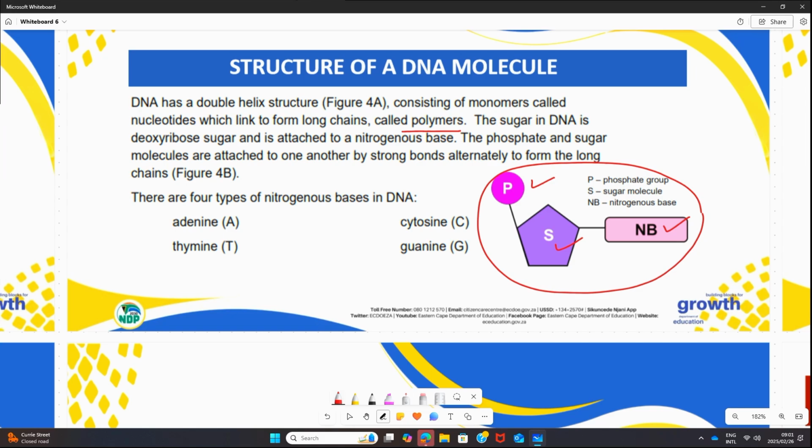The sugar in the DNA, this sugar here, is called a deoxyribose sugar, and it is attached to the nitrogenous base on the side. Also the phosphate and the sugar, which is this part and this part, are attached to one another by strong bonds. This is a bond that is attaching a phosphate and the sugar, alternately, to form a long chain. For example, this sugar here can be attached to another phosphate, and this phosphate up there can be attached to another sugar to form a long chain of this structure.